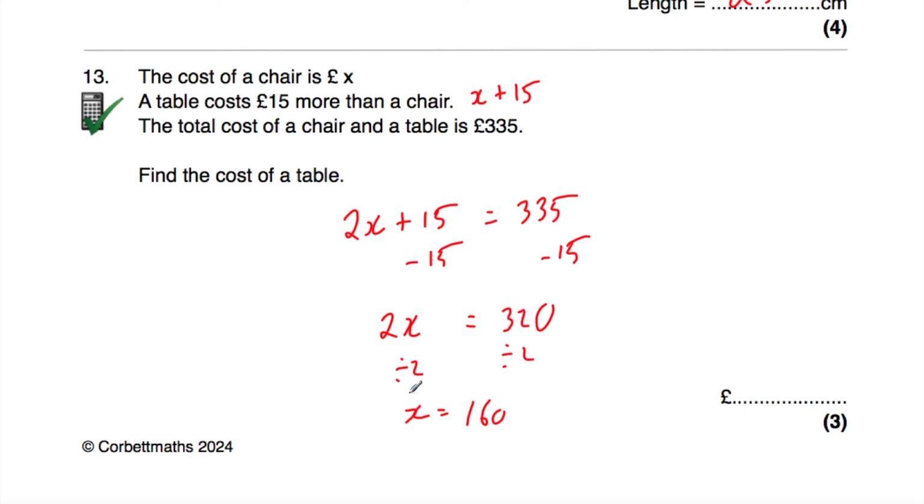Now, in this question, we found x, and remember x is the cost of a chair. The cost of the chair is X pounds, that's £160. The table costs £15 more. So if we add 15 to this, that's going to be the cost of the table, which is £175. And in this question, we were asked to find the cost of the table. So the cost of the table would be £175. And that's it.